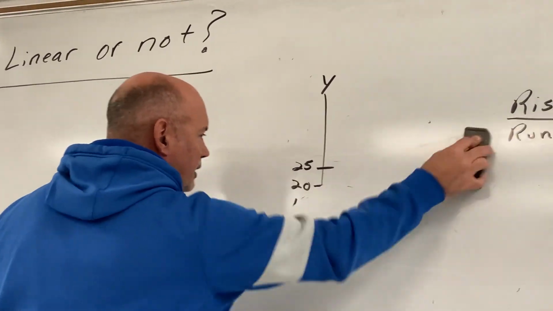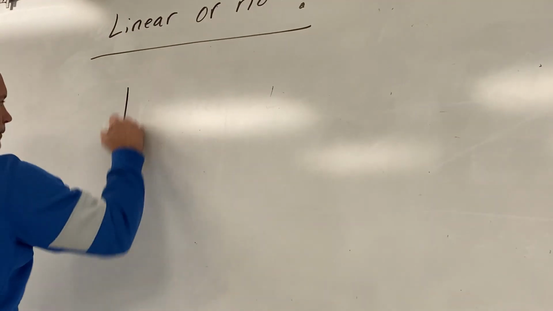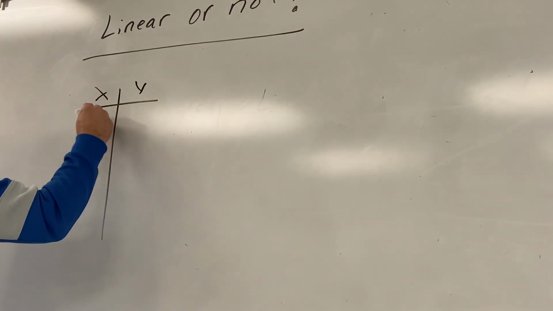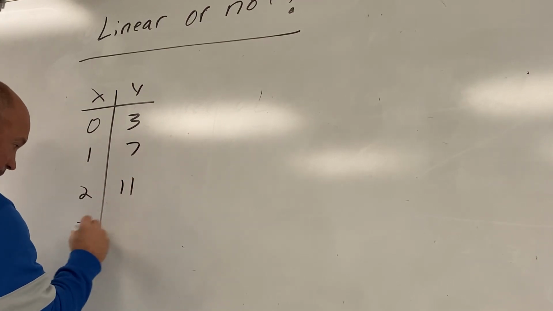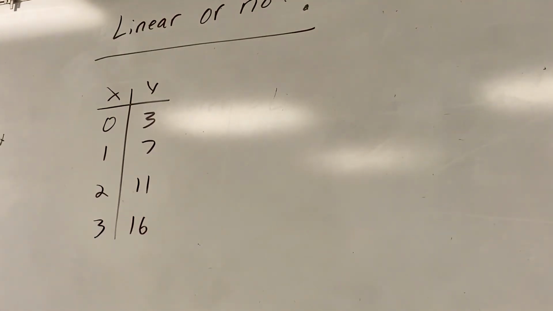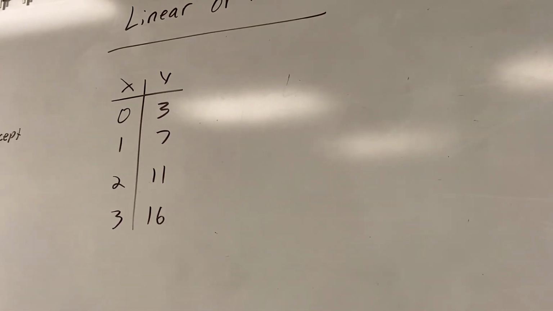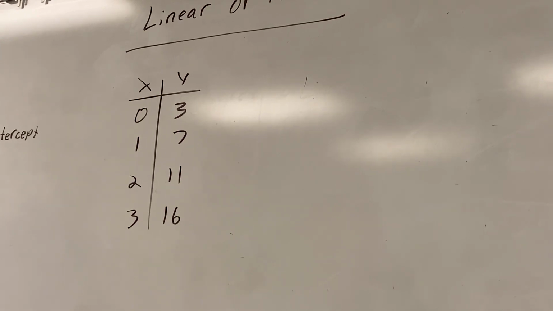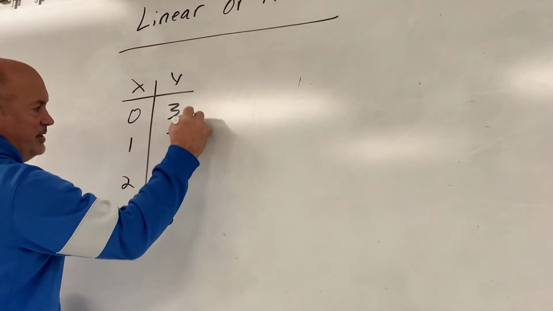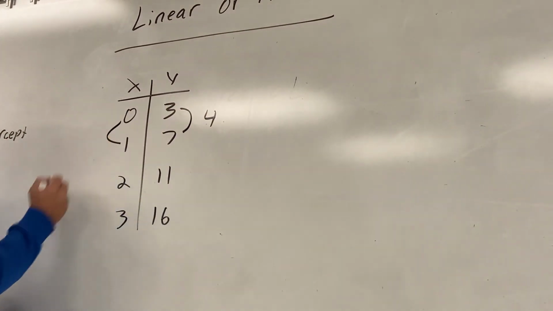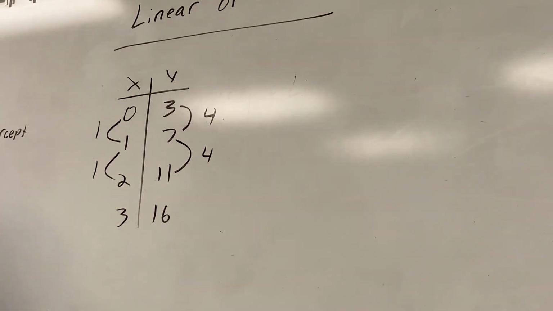What if they give me a table? How can we look at a table and tell if it's going to be linear or not? Change in y over change in x. All right, let's see what the change in y over change in x is. How much does it change here? 4. What does the x change? 1. What about here? 4. What about here? Oh, we can say it's linear, right?